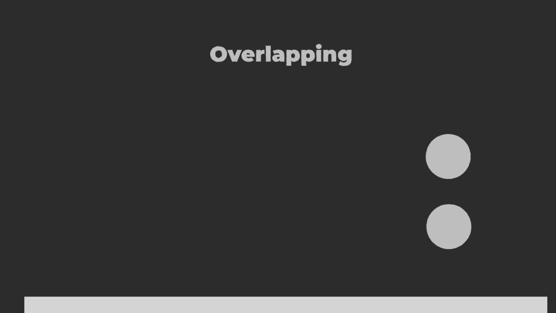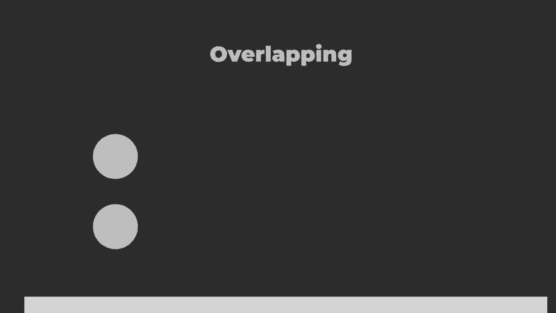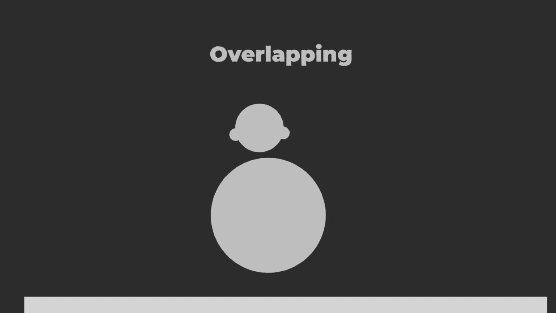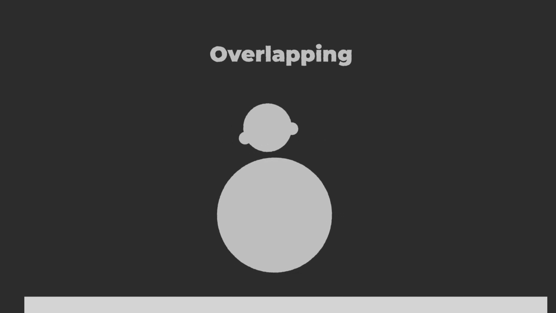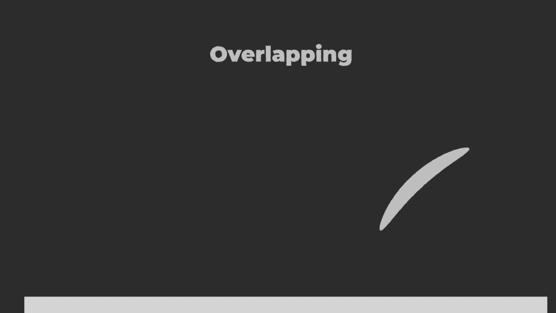Tied to this idea is the overlapping action principle. It describes the offset between the timing of different elements of the animation. Overlapping can happen between connected elements. Imagine the head of a character following the movement of the body with a lag of a few frames. But it can also happen between different parts of the same element.